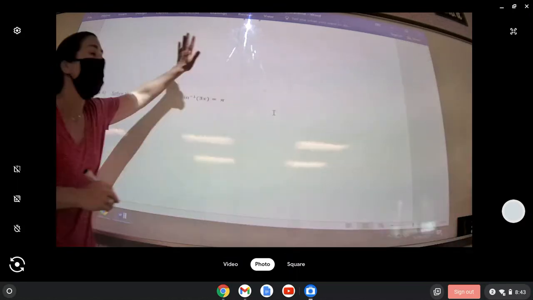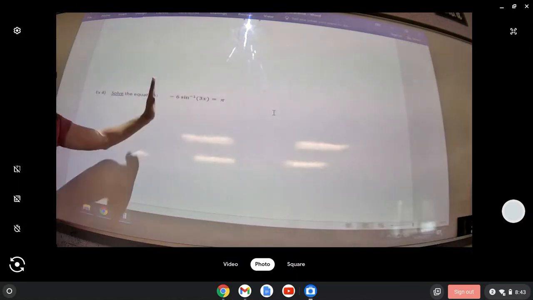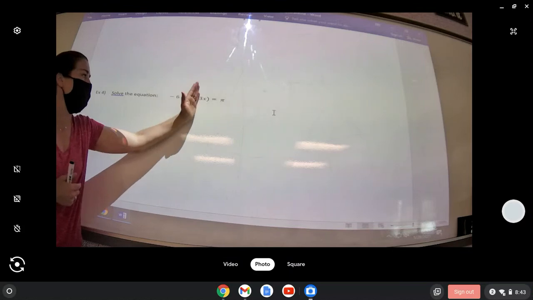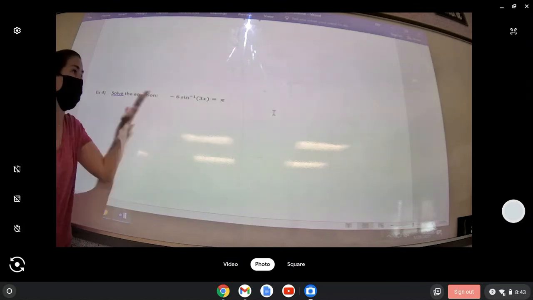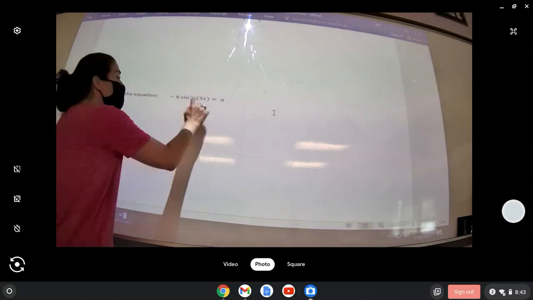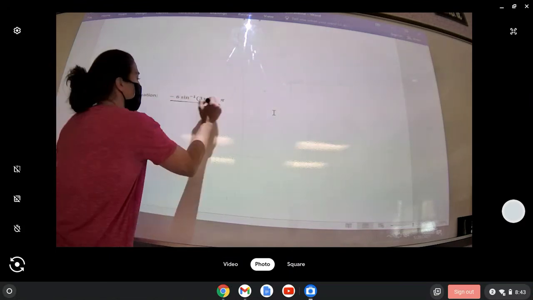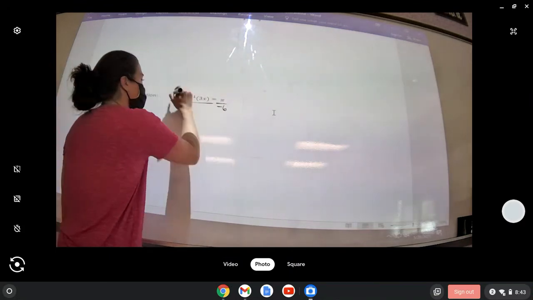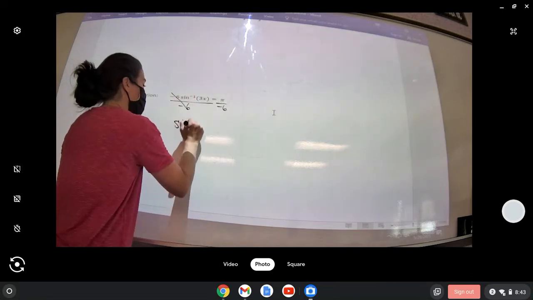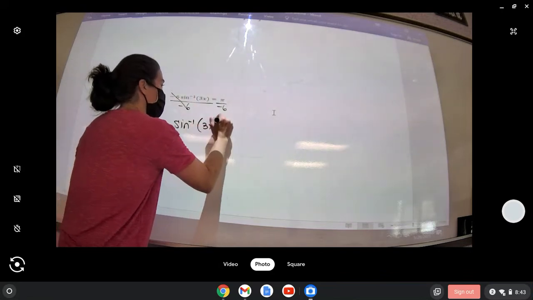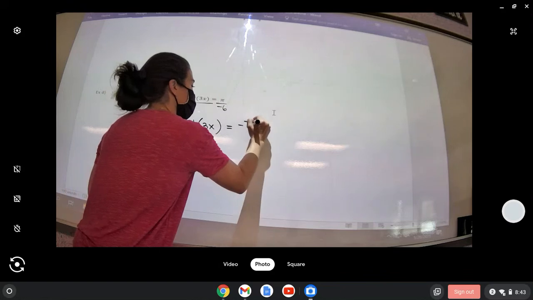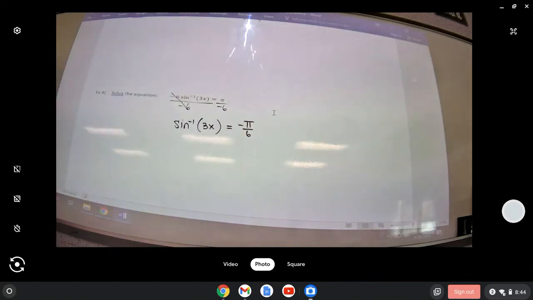All right, but let's just stay with the beginning. Same thing. Stay with your goal. Let's get the inverse sine by itself. All I got to do is divide by -6 to make that happen, because 3, I can't get to. He's inside that function right now. Okay. So now we have the inverse sine of 3 times x is equal to -pi/6.